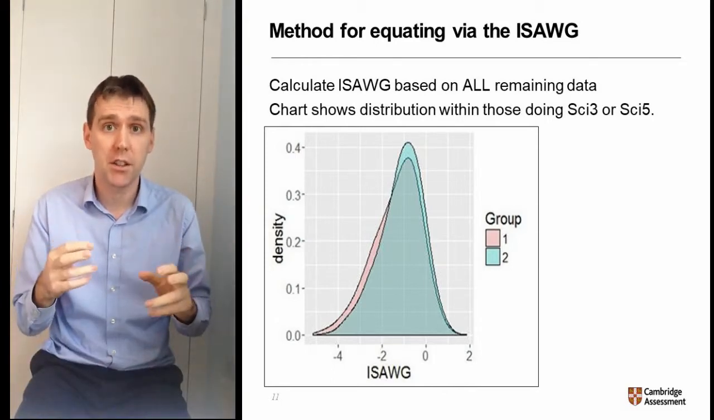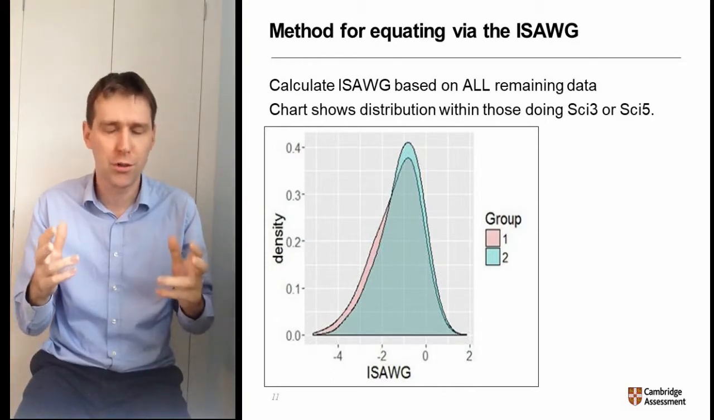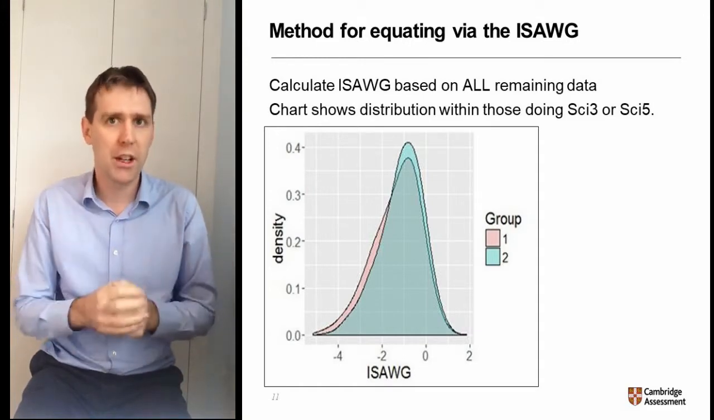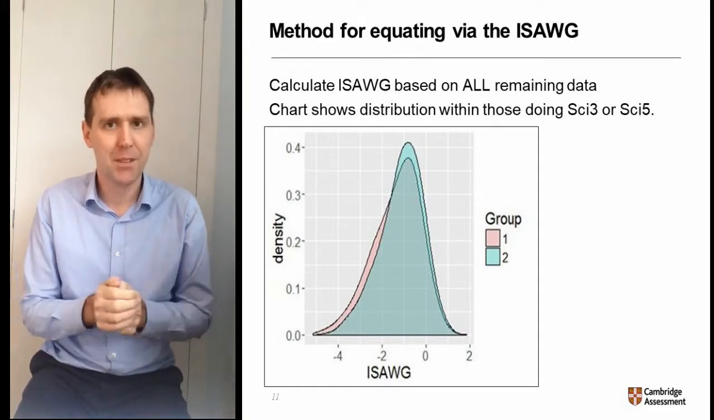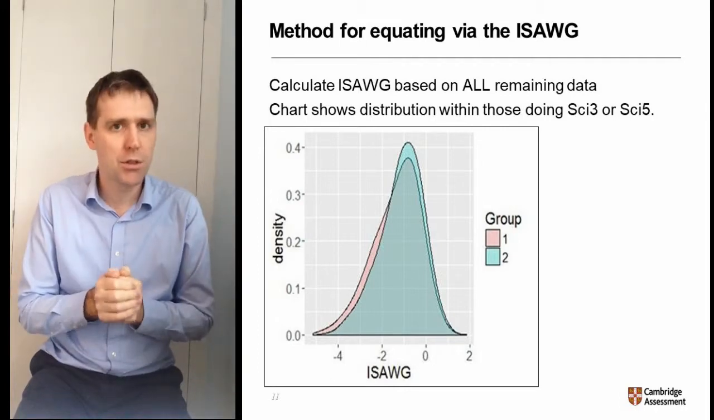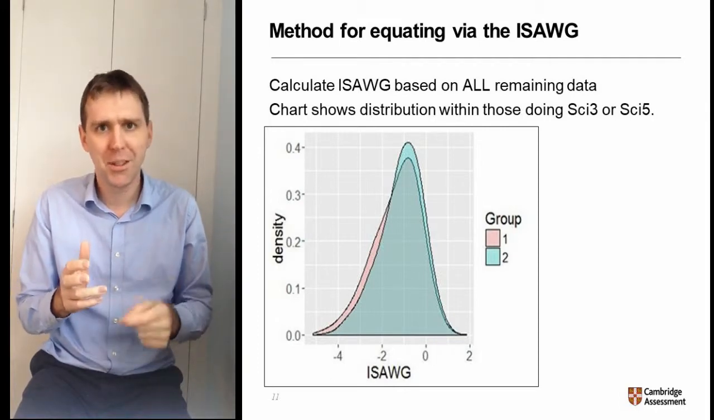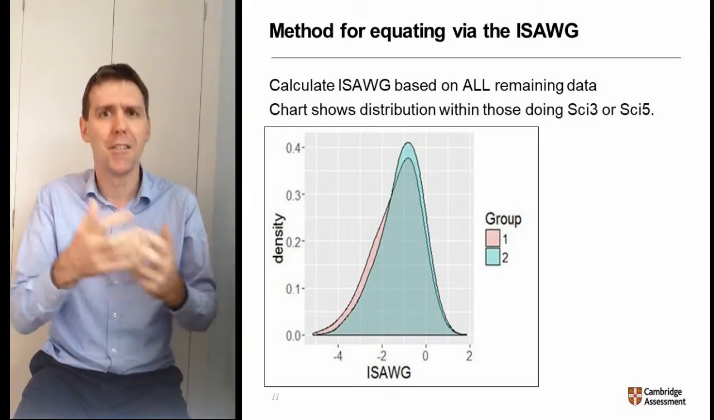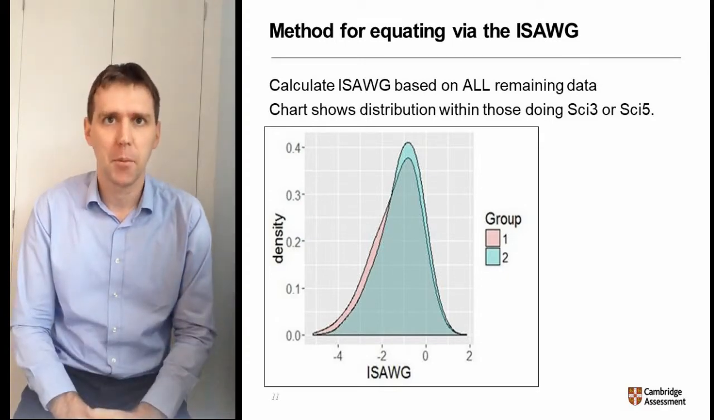First, I calculate the ISORG for all students, not just those doing Science 3 and Science 5, everyone, based on all the exam scores that I haven't deleted. The chart here shows distributions of the ISORG for my two groups. As you can see, the group doing Science 5, group 2, are of higher ability. That reflects the way I've set it up.